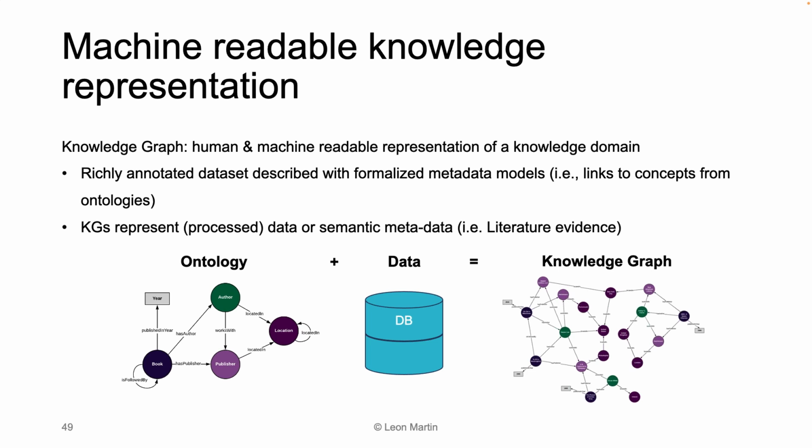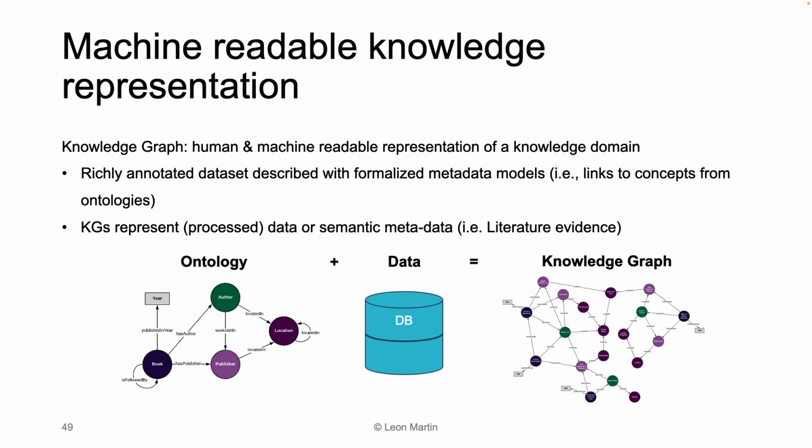So bear with me. Now we are talking about knowledge graphs, because now we are finally adding data to our ontologies. We're adding those things we're interested in to our ontology. And then we can formalize a so-called knowledge graph, which is a human and machine readable representation of a knowledge domain. This could also be seen as a really well annotated data set described with a formalized metadata model, which links to specific concepts from ontologies.